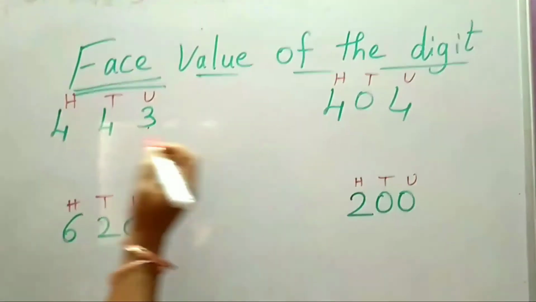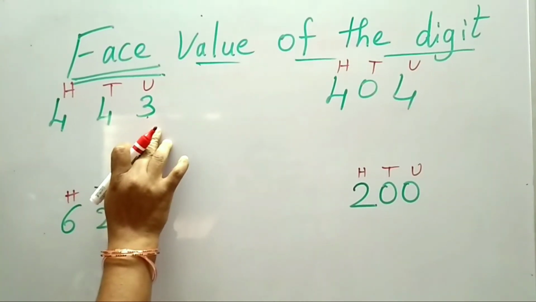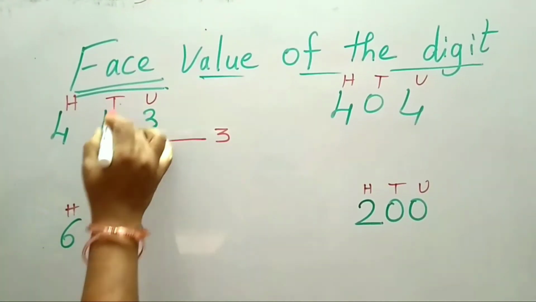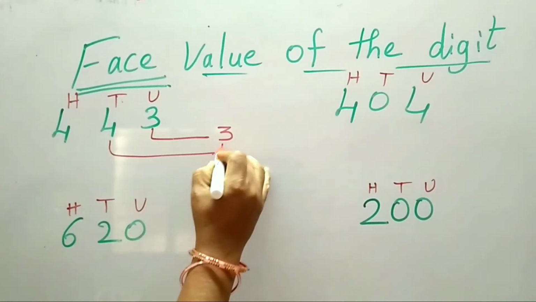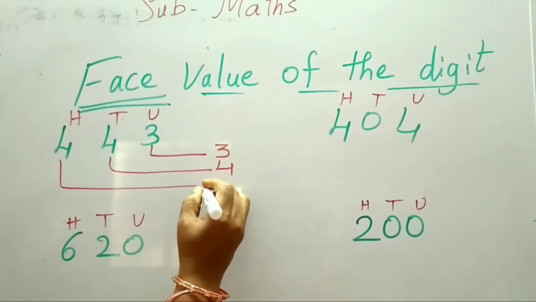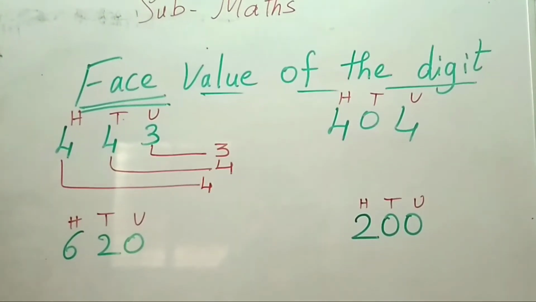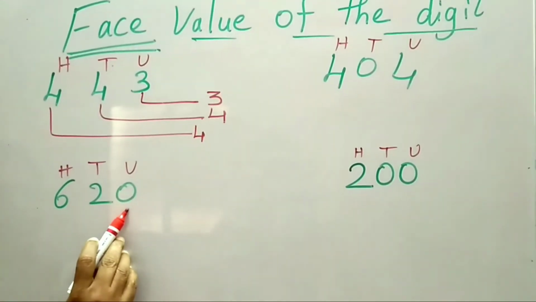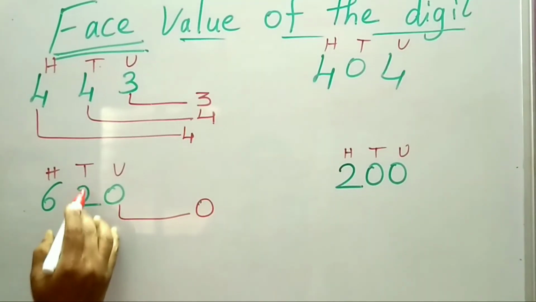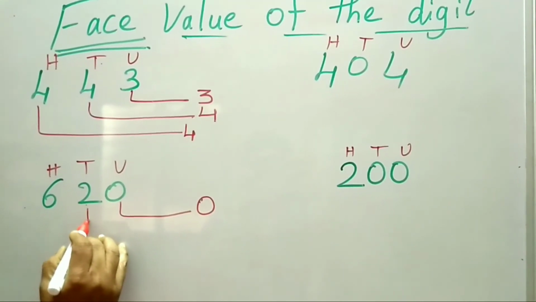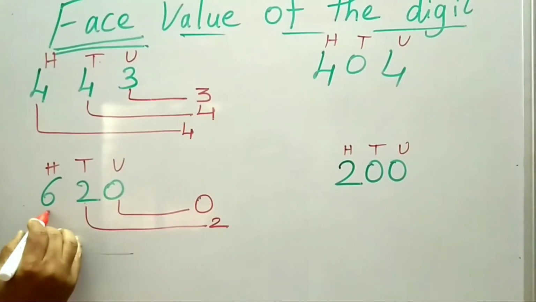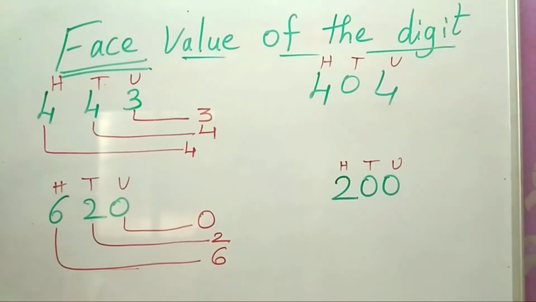Face value of the digits in the number 443. The face value of 3 is 3. The face value of 4 in the tens place is 4. The face value of 4 in the hundreds place is 4. Next, the number 620. The face value of 0 is 0. The 2 in the tens place, the value of 2 is 2. And the 6 in the hundreds place, the value of 6 is 6.